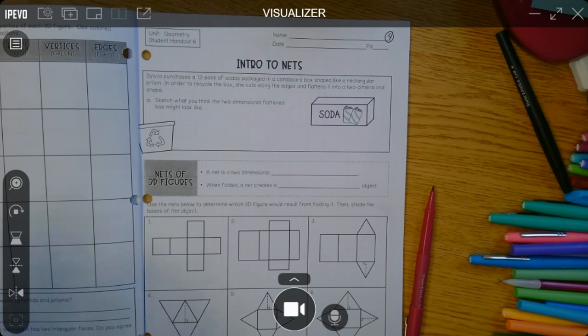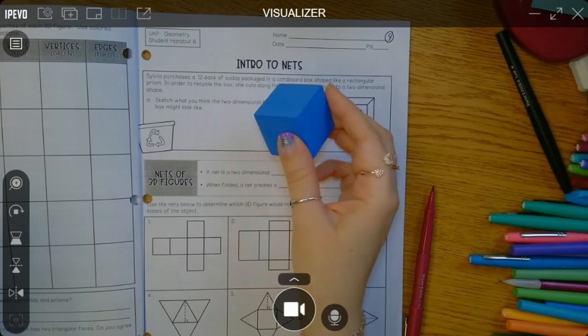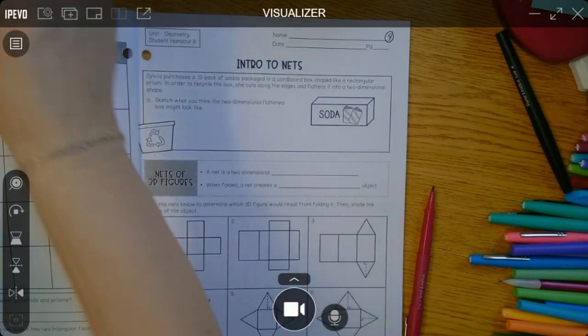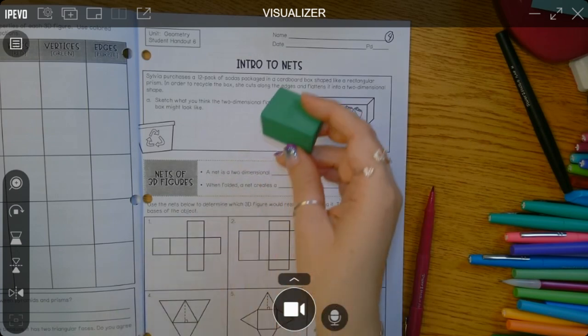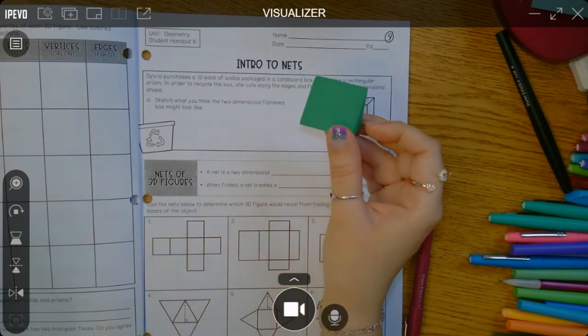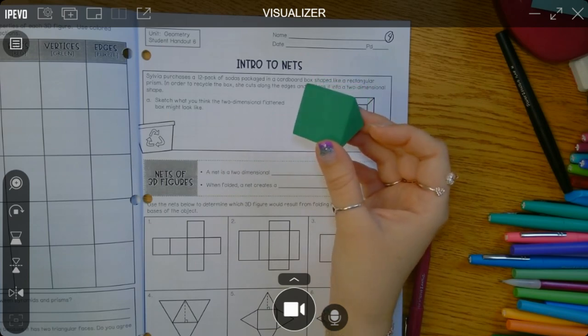There are prisms, like this rectangular prism, or this rectangular prism, but this is a specific type of rectangular prism. What's this one called? Yeah, a cube, because all the faces are squares. And then this is another 3D figure. Do you know what kind of figure this is? Is it a prism or a pyramid? Yeah, this is a prism. How do you know that?